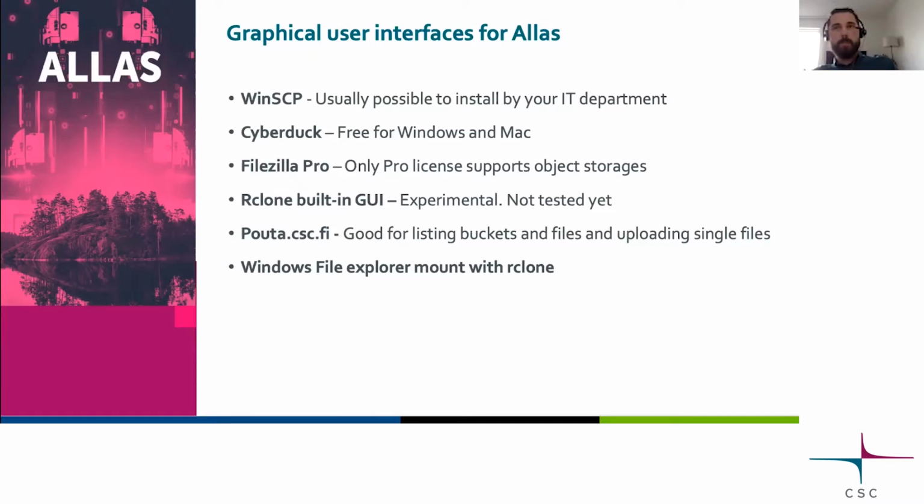There are some experimental graphical user interfaces, like actually rclone has one nowadays. We haven't tested it yet at all, but we'll test it later. It might be useful. Then also this pouta.csc.fi, you can list your Allas buckets and files there, and you can even use it for uploading single files or deleting single files. But it's not meant to be a kind of all-around web interface. Rumors tell that maybe CSC will have a good and efficient web interface for Allas in the future. Maybe not in the near future though. Also, one thing I've heard is that it's actually nowadays possible to mount Allas buckets with rclone, so you can actually access them from your Windows Explorer.